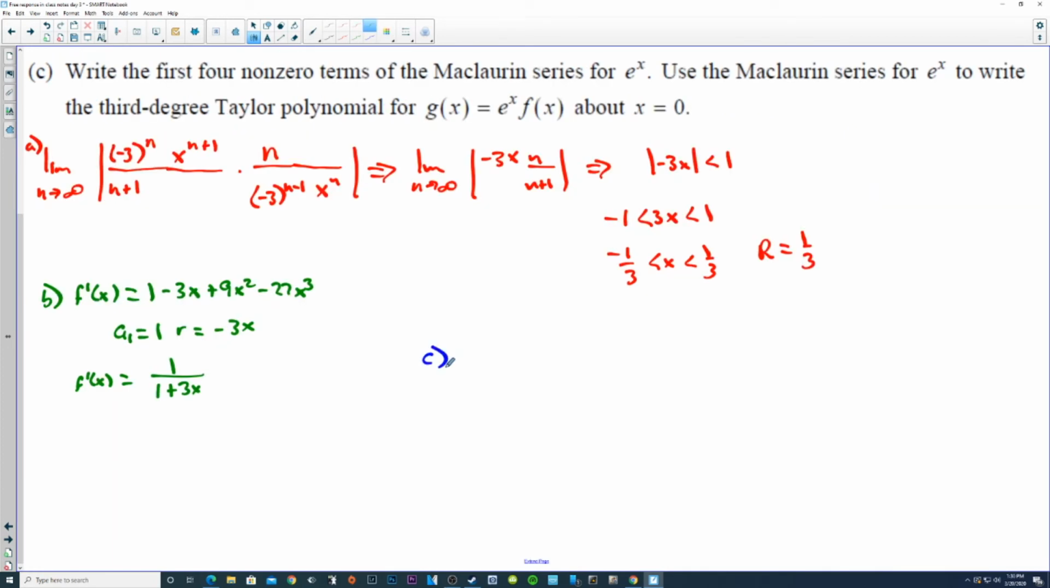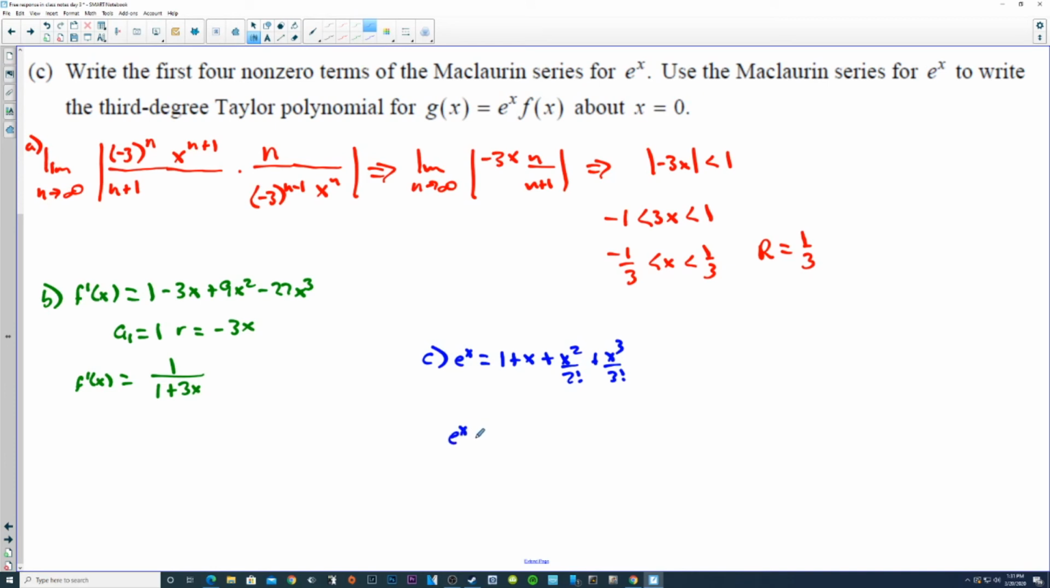Letter C. Write the first 4 non-zero terms of the Maclaurin series for e to the x. So e to the x is equal to 1 plus x plus x squared over 2 factorial plus x to the 3rd over 3 factorial. Use the Maclaurin series for e to the x to write the 3rd degree Taylor polynomial for g of x equals e to the x times f of x about x equals 0.